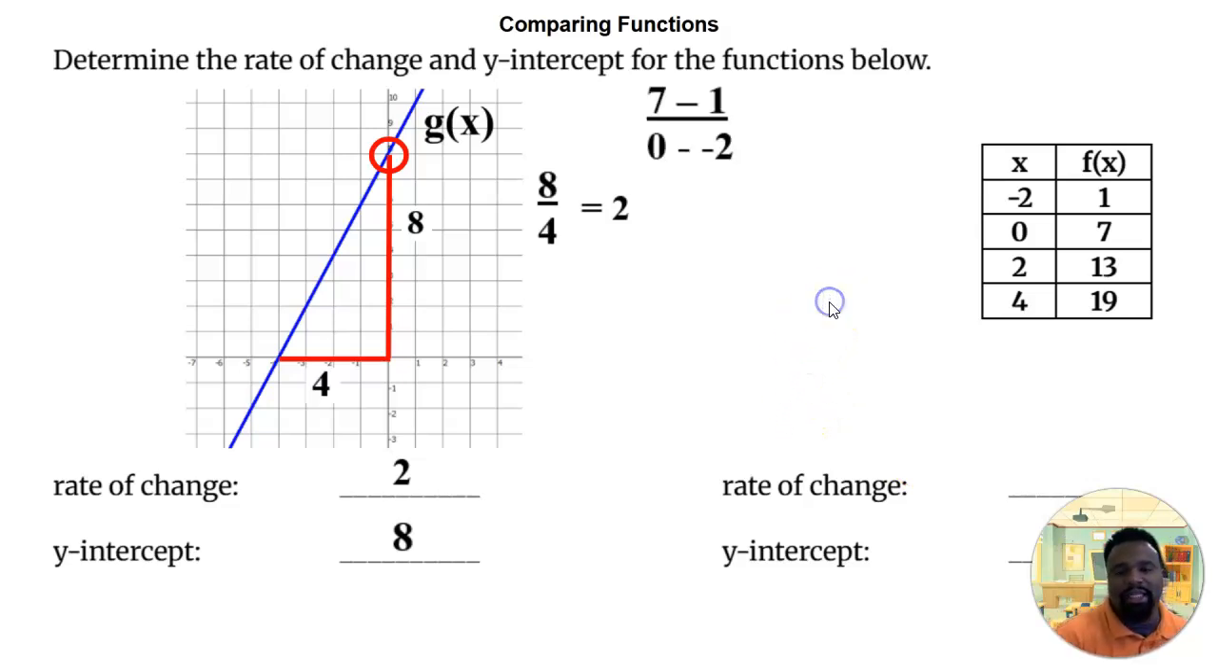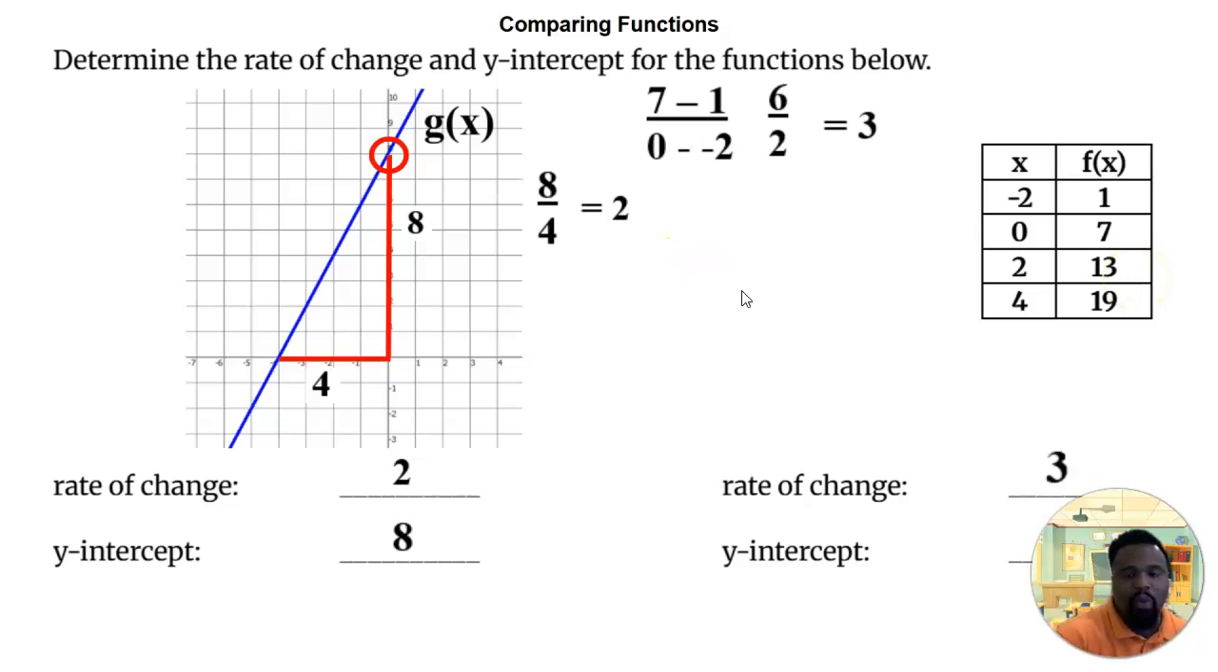Utilizing our slope formula, we do y2 minus y1 divided by x2 minus x1. If we do 7 minus 1 over 0 minus negative 2, 7 minus 1 gives you 6, and 0 minus negative 2 is 2. And 6 divided by 2 gives you 3. So the rate of change, which is your slope, of the table is 3.